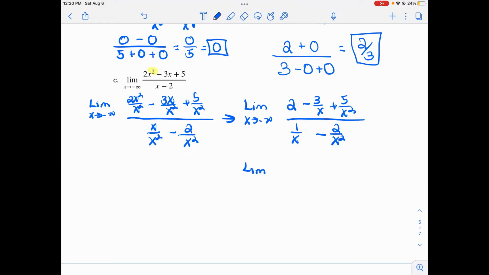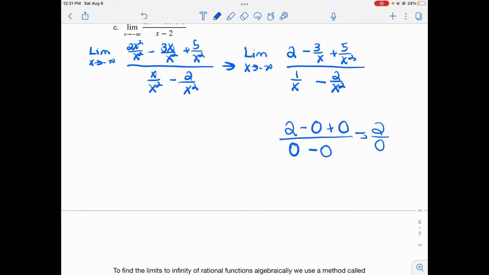So let's see, the limit as, well no, we are ready to evaluate, so we don't need limit notation. Limit as x goes to negative infinity of 2, the limit of a constant is that constant. Okay, limit as x goes to negative infinity of 3 over x, that's 0, so minus 0. And then the limit as x goes to negative infinity of 5 over x squared is plus 0. The limit as x goes to infinity of 1 over x is 0. And the limit as x goes to infinity of 2 over x squared is 0. So I end up with 2 over 0. Now remember, 2 over 0 does not exist.